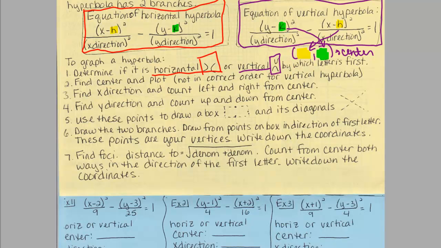And then your directions are also flip-flopped as well. If you look, your y direction is listed first and your x direction is listed second. So please make sure that you pay attention to these things whenever we draw them. If they are vertical, everything will be flipped. So let's try a problem.